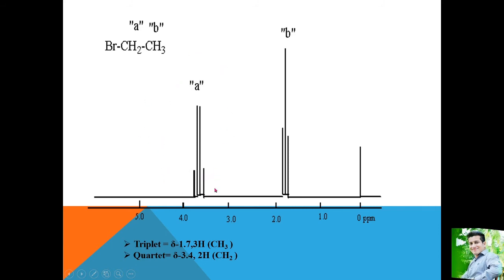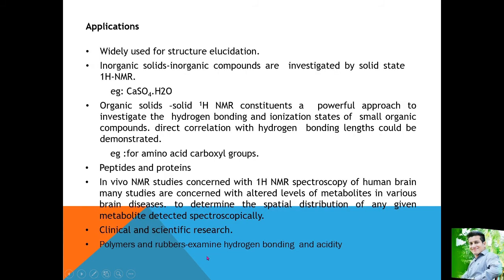as a quartet. Due to these 3 protons, the hydrogens present on this carbon appear as a quartet, and because of this CH2, this CH3 appears as a triplet, that is at 1.7, and the quartet appears at 3.4 with 2 hydrogens.